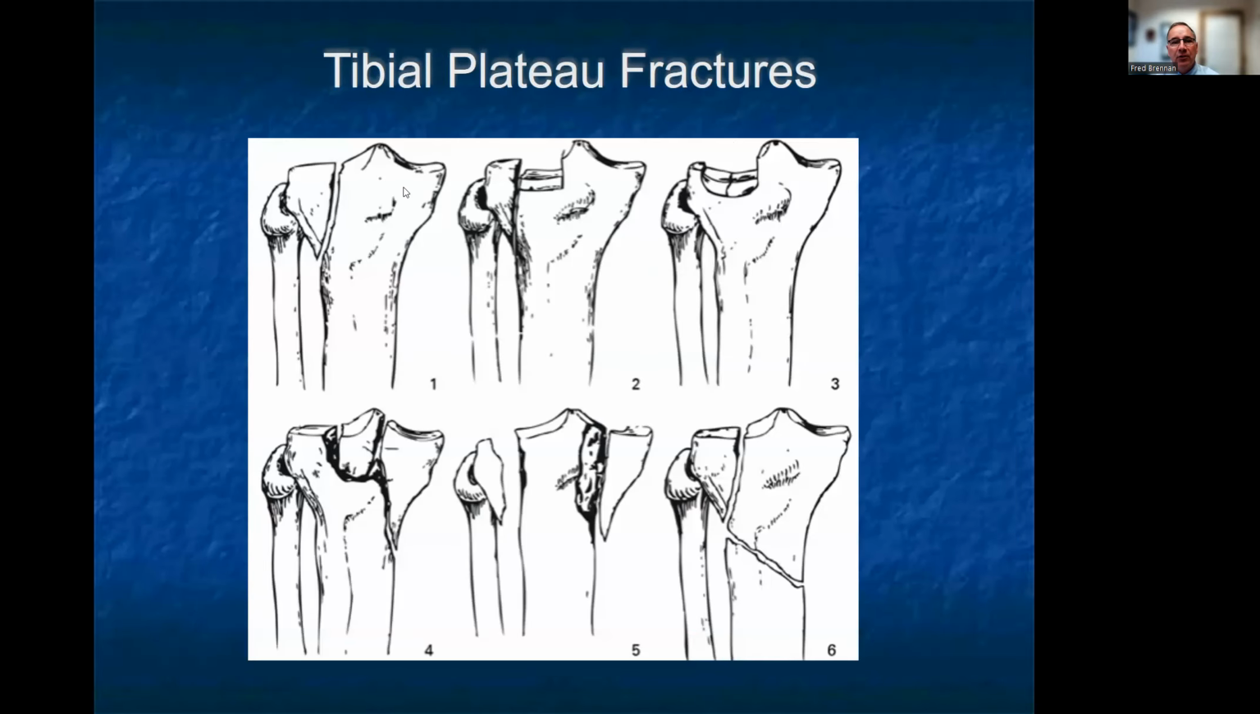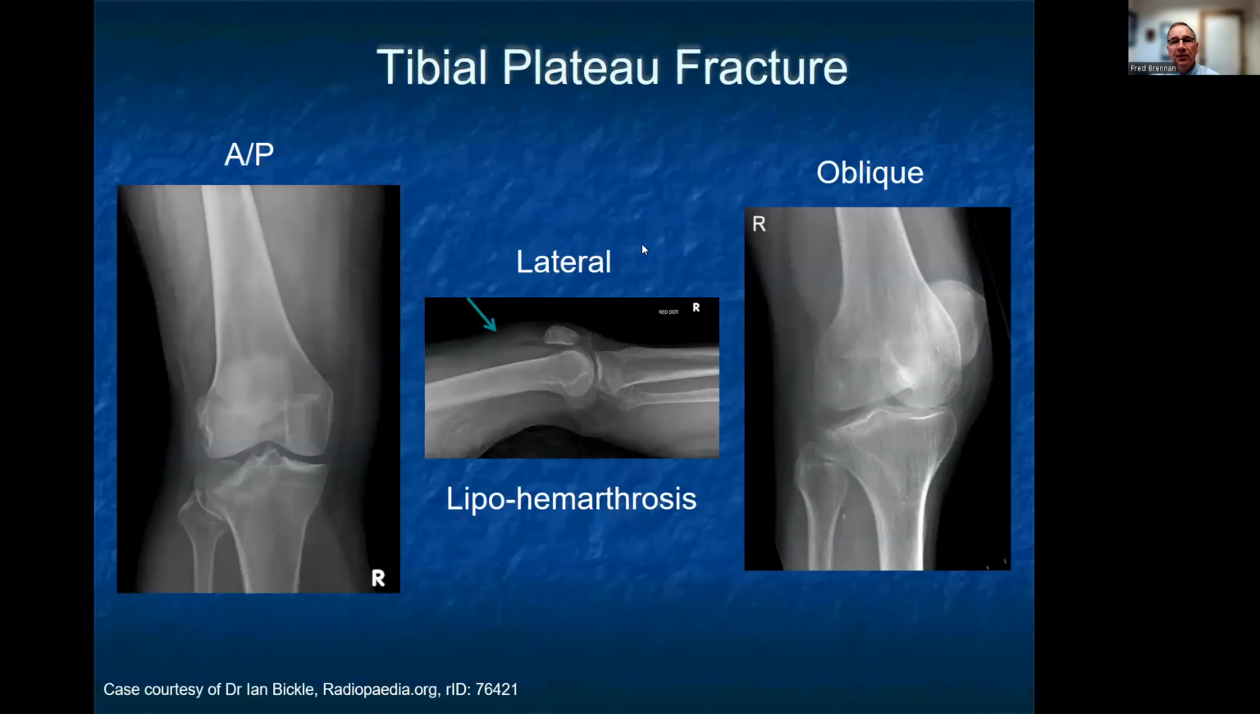Tibial plateau fractures, various types: non-displaced, displaced, depressed, non-depressed. You can see the fracture here, the lateral aspect here of the tibial plateau. You see a hemarthrosis. Anytime you see a hemarthrosis or an effusion of the knee post-trauma, you need to suspect an intra-articular injury, whether it's a fracture or a significant ligament injury. And the oblique views do help you here.